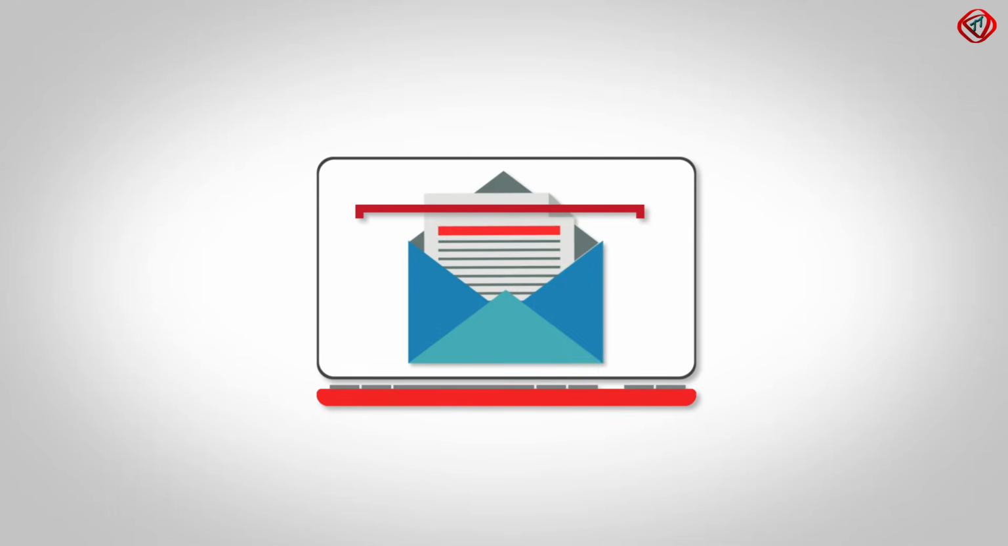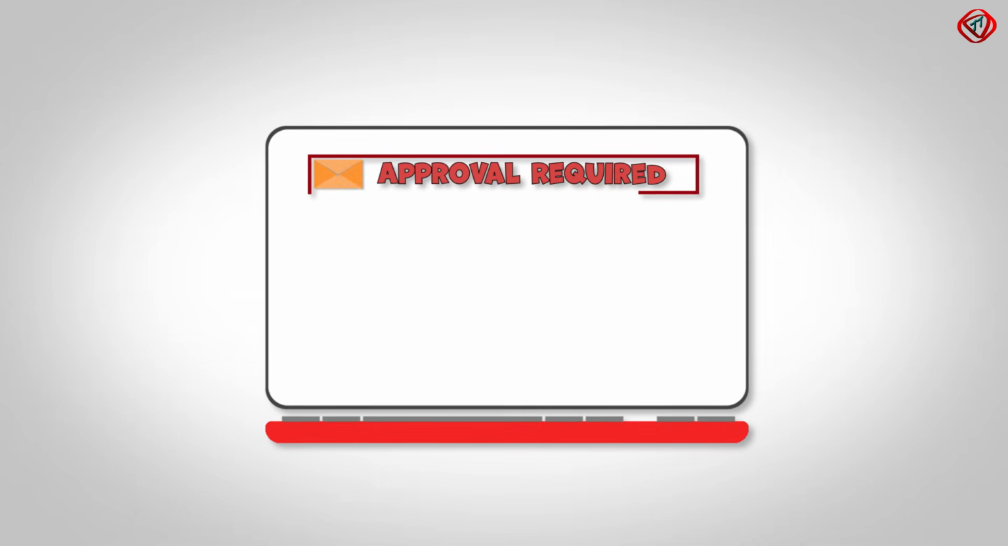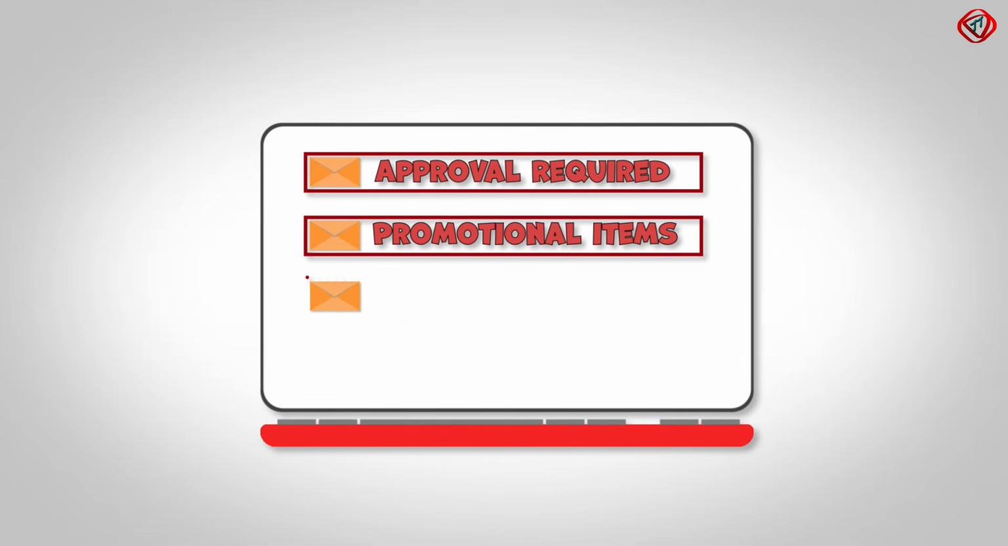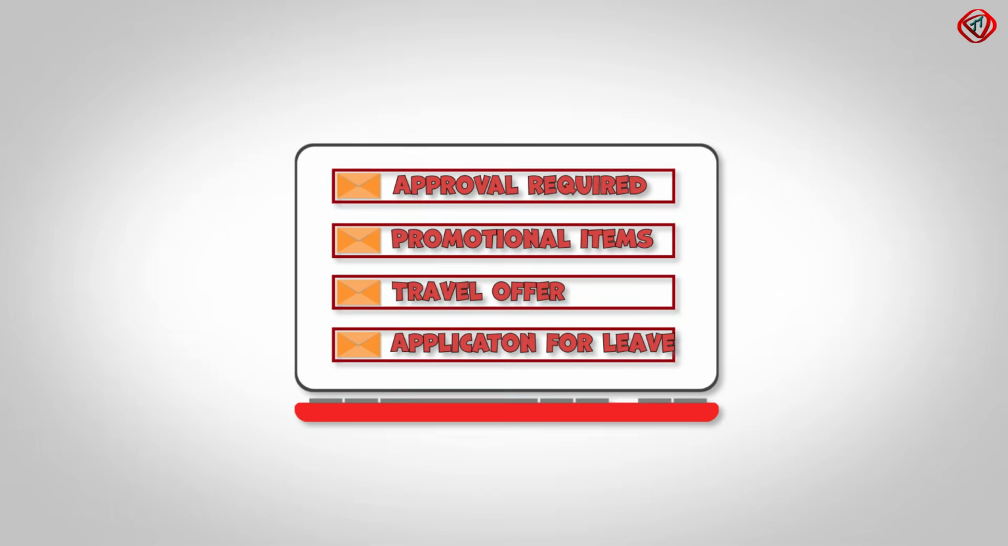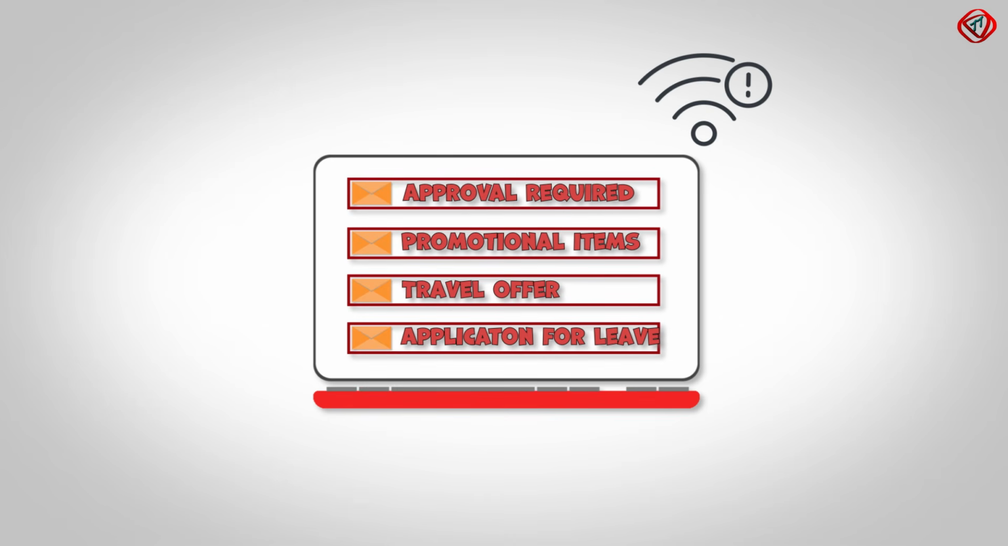Another important feature of IMAP is that it allows users to download only a part of an email message. For example, an email application can download only the message header instead of the entire email. This feature is very useful when there is a slow internet connection between the computer and the mail server.